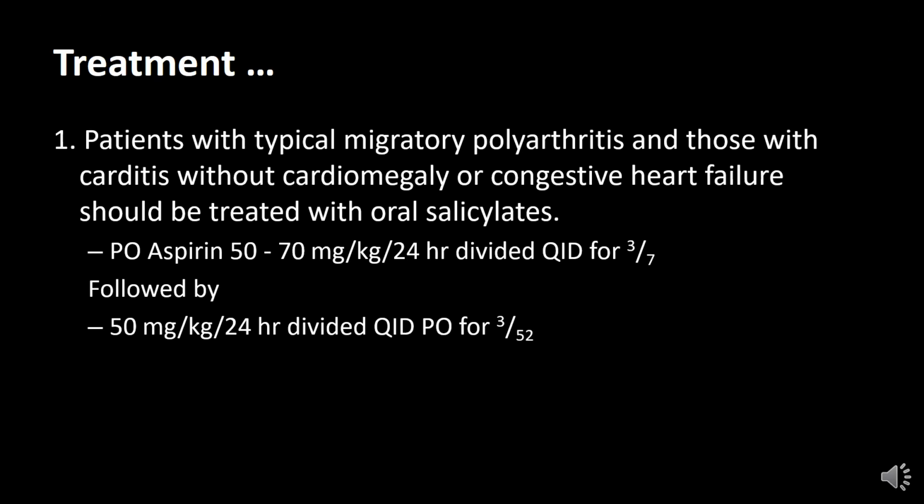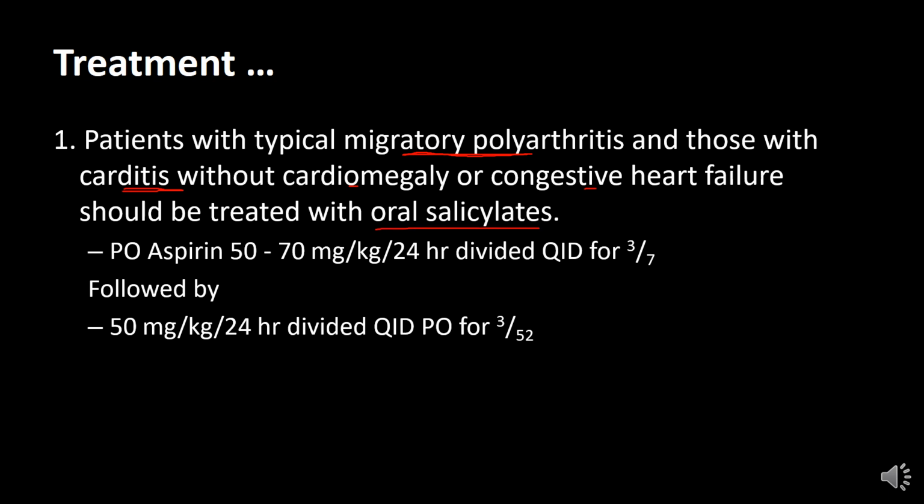Now consider those patients who present chiefly with migratory polyarthritis, and they also have carditis. They are presenting with migratory polyarthritis, which is the commonest manifestation, and then they also have carditis. However, they do not have cardiomegaly and they do not have heart failure. They only have maybe a murmur and tachycardia, but they don't have evidence of cardiomegaly, their apex is not displaced, and they do not have signs of heart failure. These children only need to be started on oral salicylates.